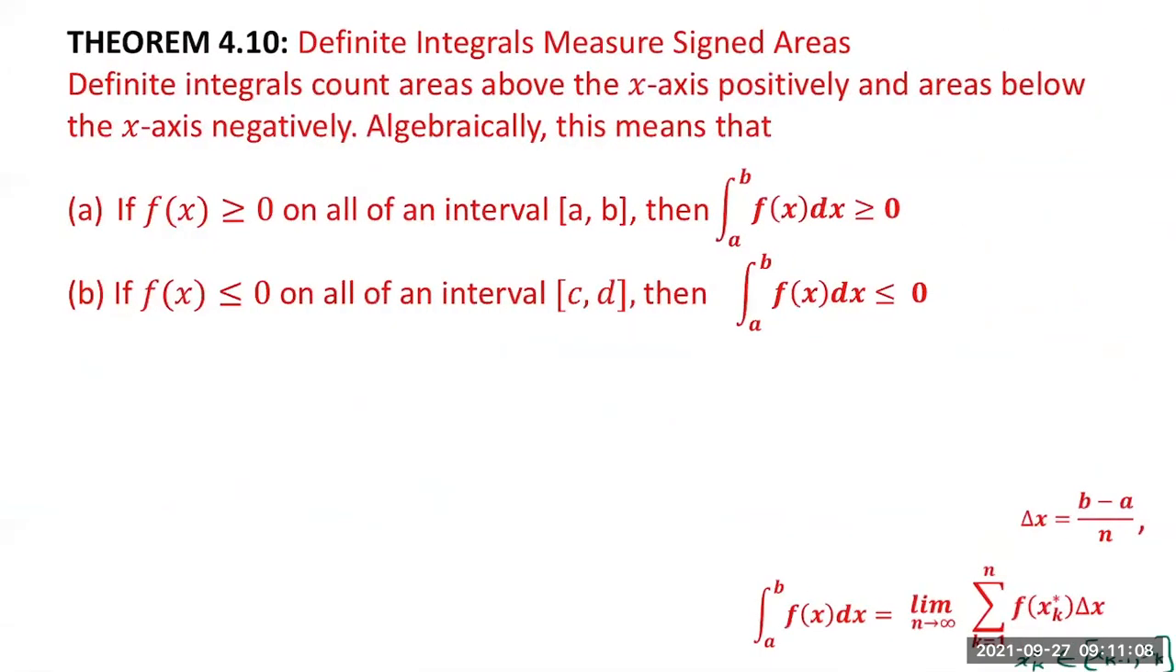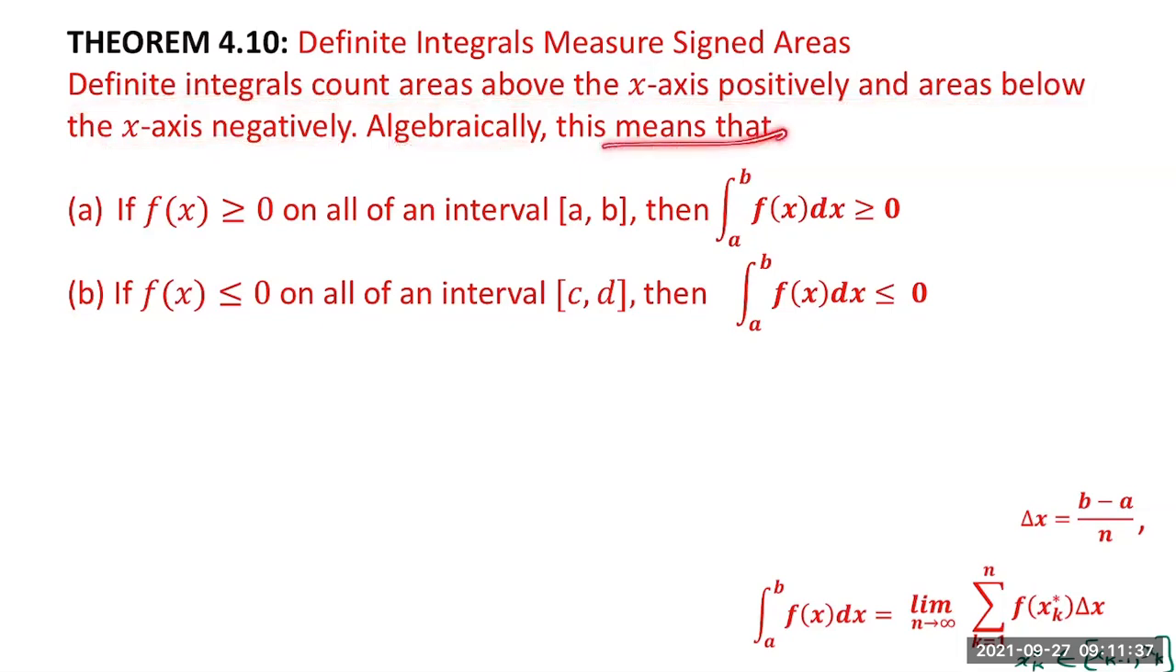And then we have this theorem, theorem 4.10, definite integrals measure signed areas. Okay, what do you mean by signed areas? Let's go over this theorem that will answer that question. What we mean by signed area: the definite integral counts area above the x-axis positively and area below the x-axis negatively.